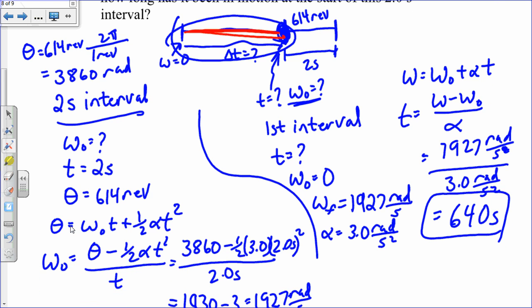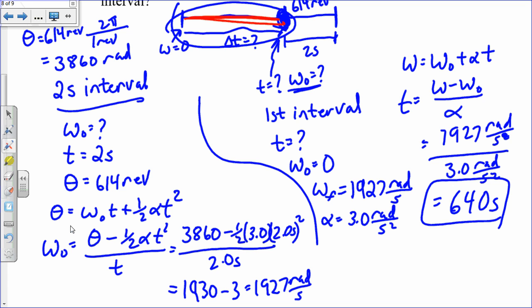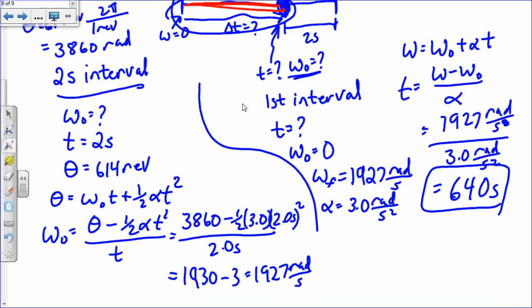So again, we consider the 2-second interval. We find the initial velocity at that 2-second interval, and then that initial velocity becomes the final velocity for the first interval of time as it's speeding up to that speed. Once we had that final velocity, we know its initial velocity is 0, at the very beginning of the spinning, and we can find the time. So it's in motion for a total of 642 seconds, including the 2-second interval.